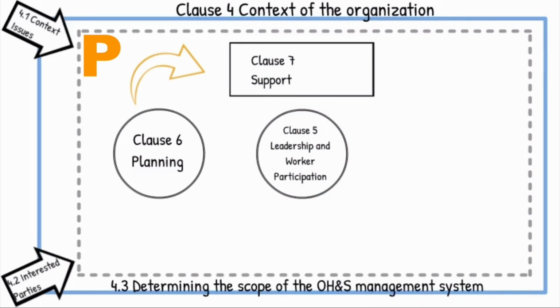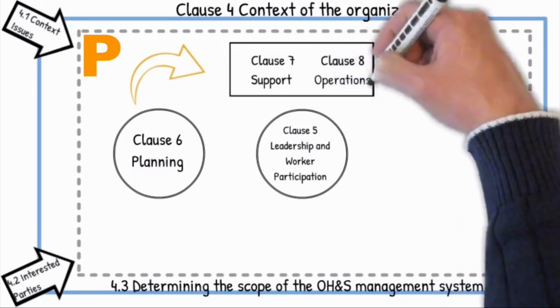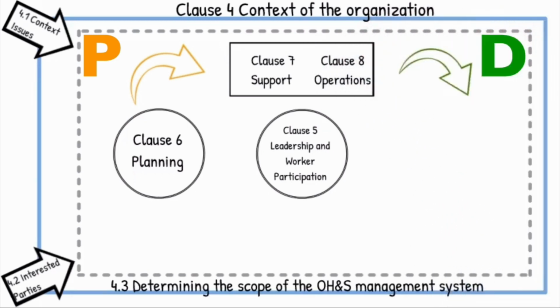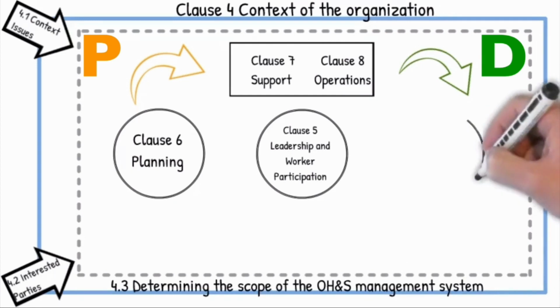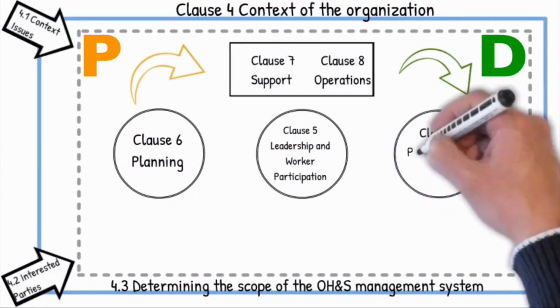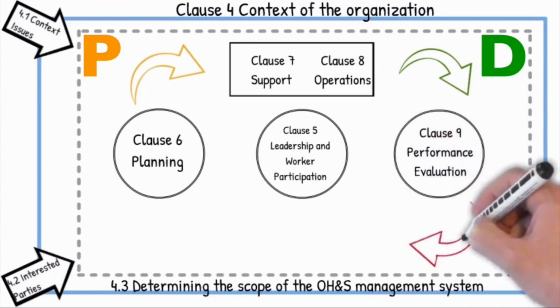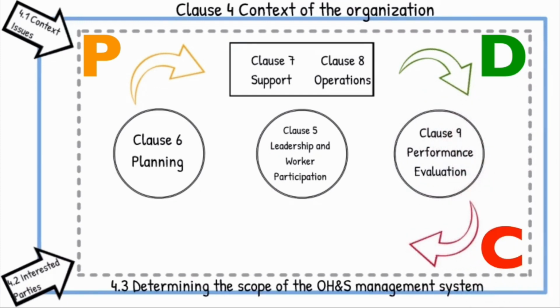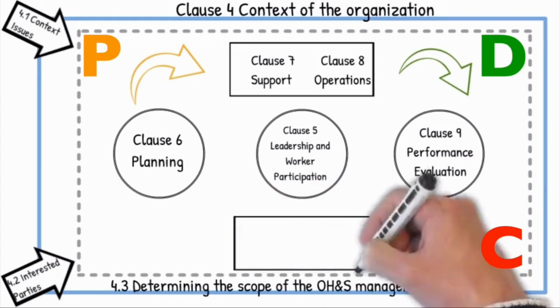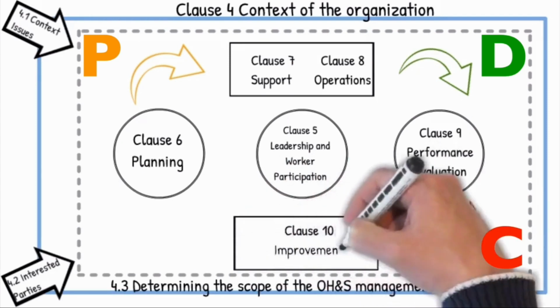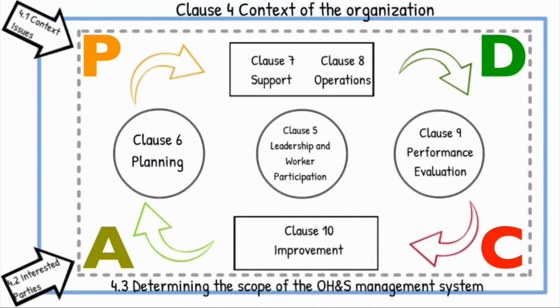In Clause 8, the organization shall plan, implement and control the processes needed to achieve the occupational health and safety requirements, including the preventative actions determined in the risk assessment of potential hazards and incidents. In Clause 9, the organization shall determine what needs to be monitored and measured to meet the legal requirements and the criteria to evaluate the effectiveness of the occupational health and safety system. In Clause 10, the organization shall implement corrective actions when incidents and nonconformities occur and continually improve the suitability, adequacy and effectiveness of the occupational health and safety system.